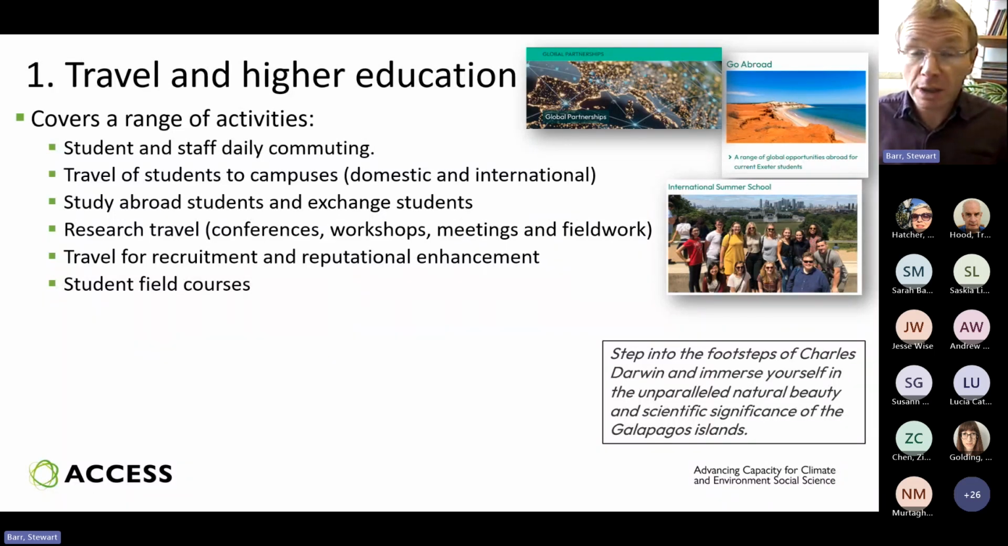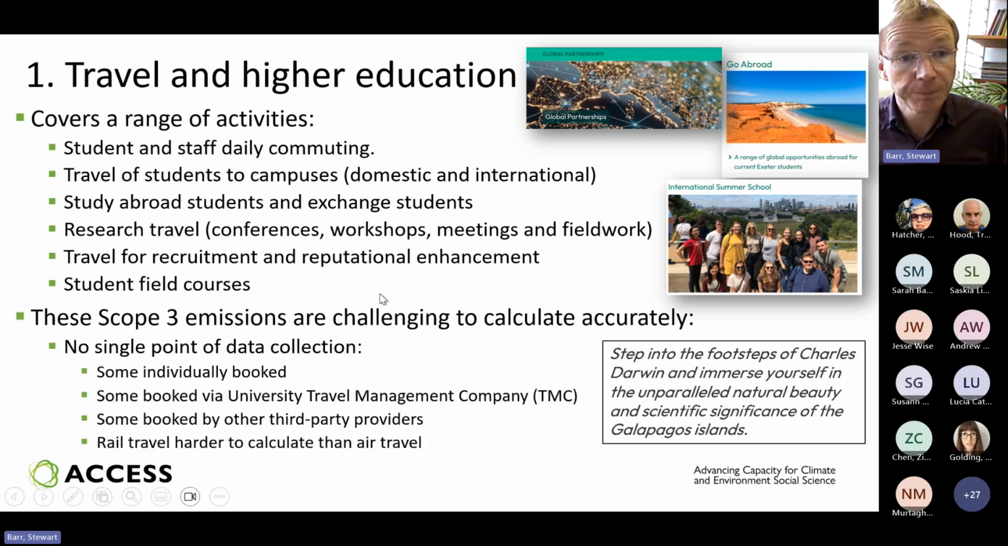And again, for most organisations, there will be a travel footprint associated with daily commuting. There'll be a travel footprint associated with the activities of that organisation. So in the case of a university, it's travel for students to and from campuses at the beginning and the end of term, students going on exchanges and study abroad, people like Sarah and I and the other researchers on Access going to conferences, workshops, meetings and field work. Travel for recruitment and reputational enhancement, which is often undertaken by senior management in an organisation. And again, student field courses, very specific to the university, of course.